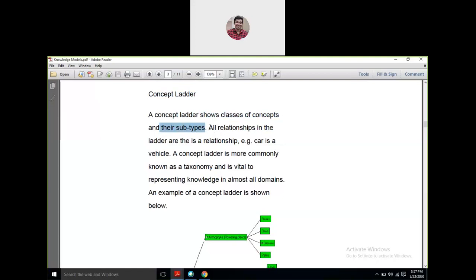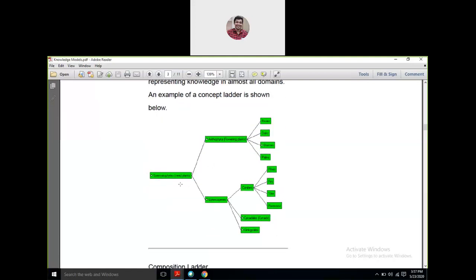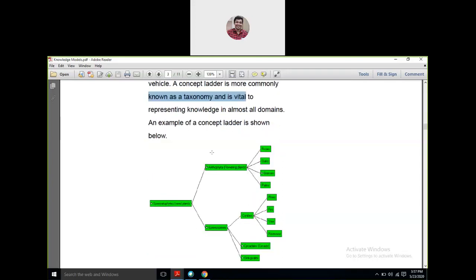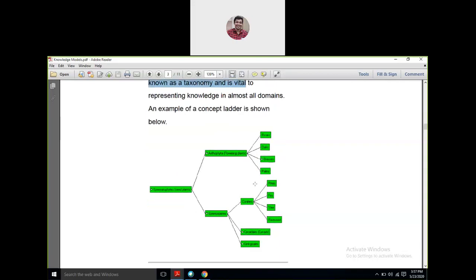The concept ladder shows the class of the concepts and their subtypes. So all relationships in the ladder are "is a" relationships, where we are talking about some typical type of thing and its belongingness. Like there is a car. A car is a vehicle. That means it comes under this category. The concept ladder is more commonly known as taxonomy based. So that means this is a tree. These trees are within them, and these are their typical attribute classes.